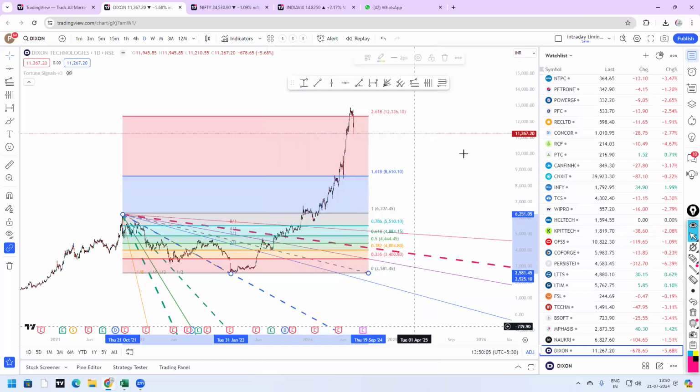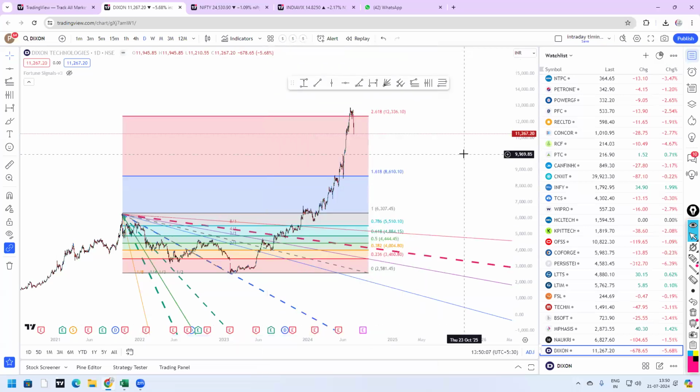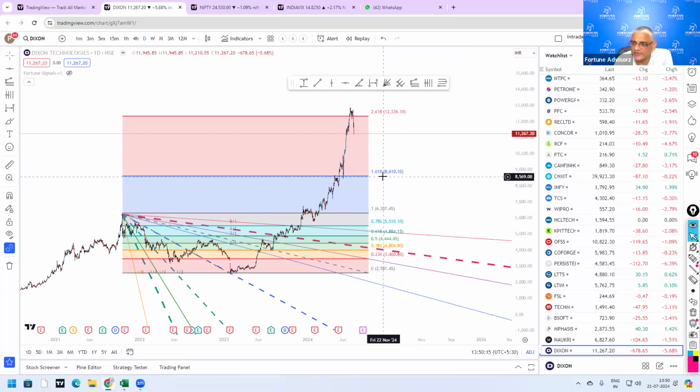No, sir. The one which you plotted the Fibonacci with your own style from bottom to top. In that case, 1.618 is the first target which I see. Right, sir. 8610. Now let's go and see the same thing in Tata Motor.